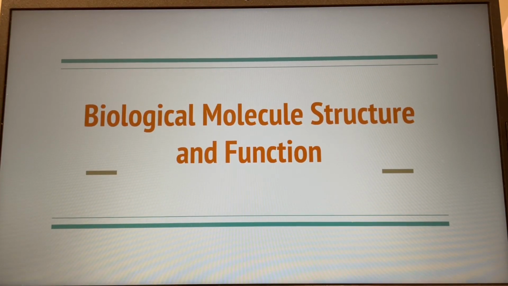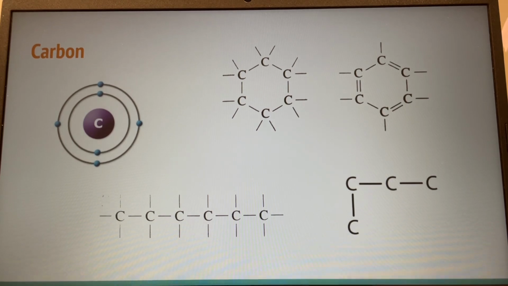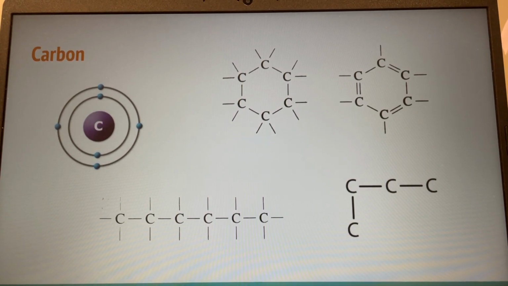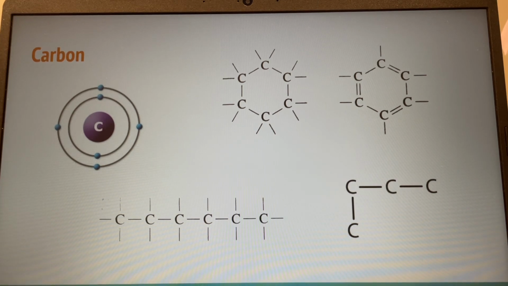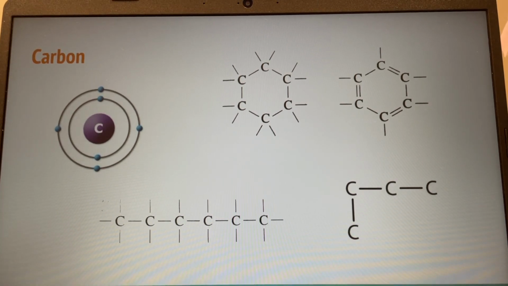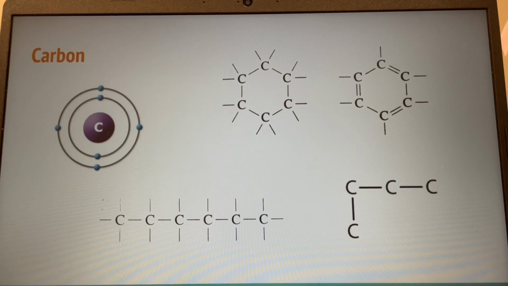Biological molecules sustain living organisms. They start with carbon. This element has 4 valence electrons, so it can form up to 4 bonds. It creates a chain which other elements and compounds can attach to. The carbon backbone can be straight, branched, or ringed, and can have single, double, or triple bonds.